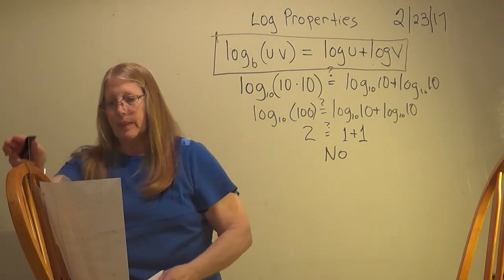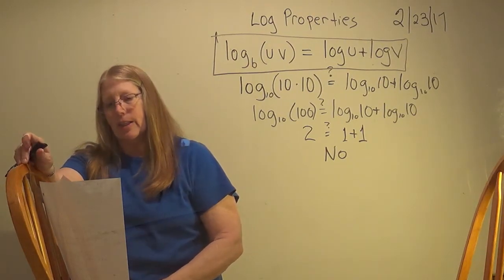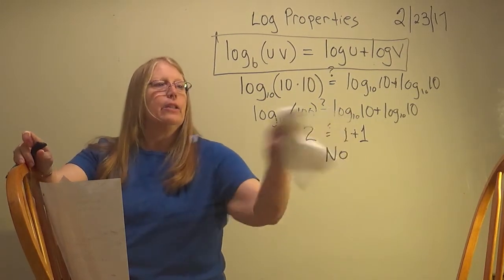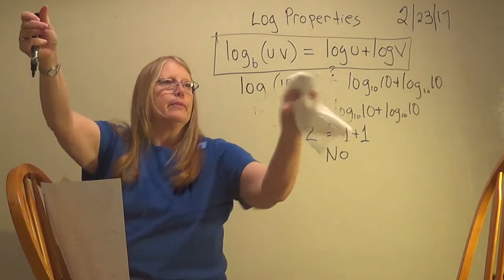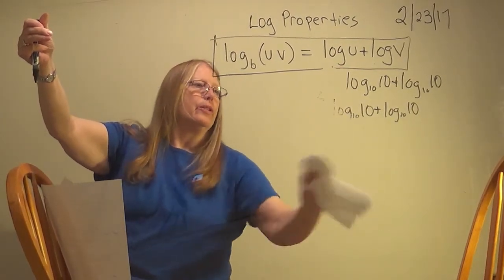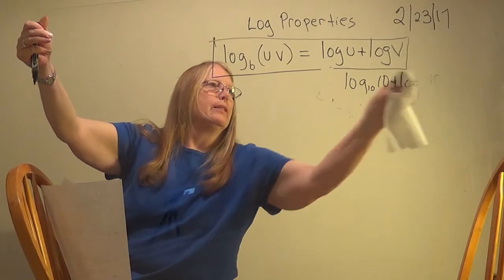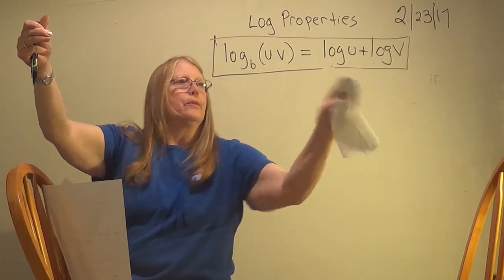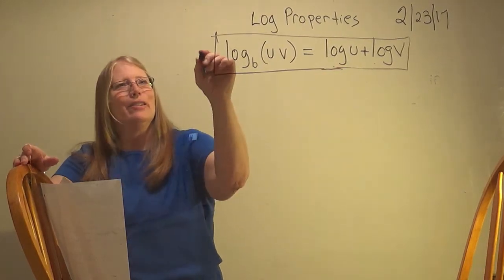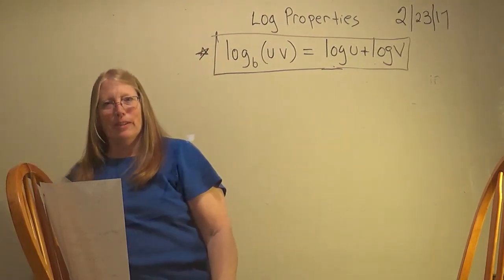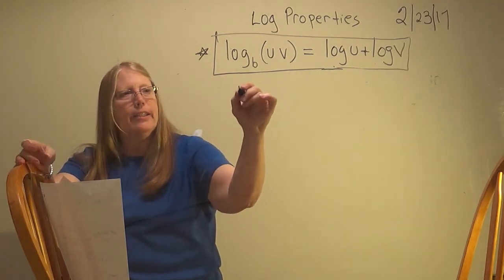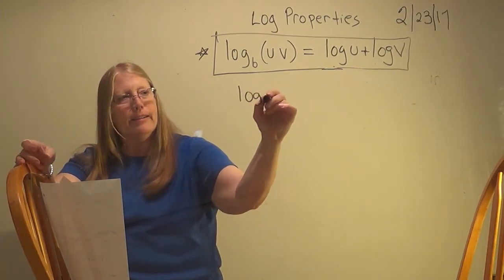Alright, let's do a similar discussion with two logs that are divided. I'll show you how we're going to use this in a bit. So keep that in a special place in your heart, in your mind. This is your first rule of logarithms. 1 out of 3. Alright, let's see if we can tease the other one out of our brains.